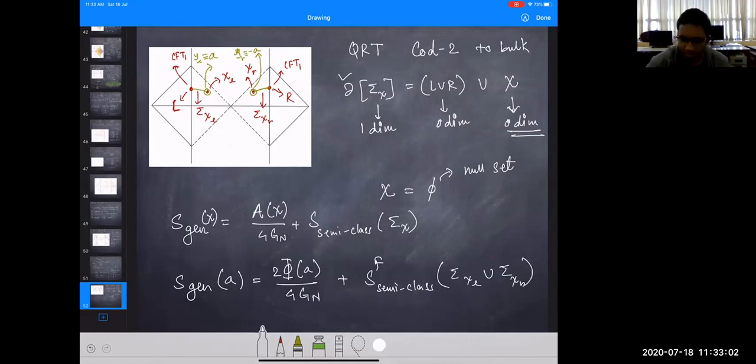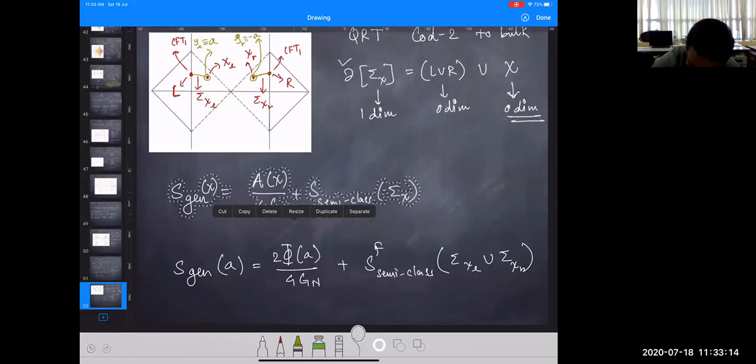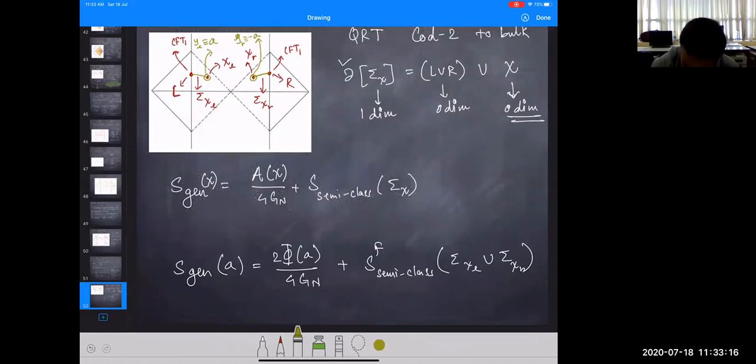This is what I'm supposed to do. Okay, this is what should give me the fine-grained entropy. So what is this? This is a fine-grained entanglement entropy of the system L, R in the one dimension. So this is if I do it after extremization.